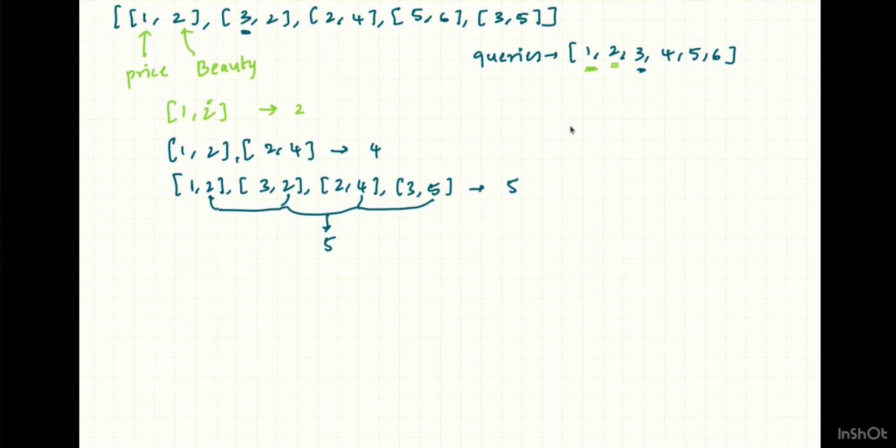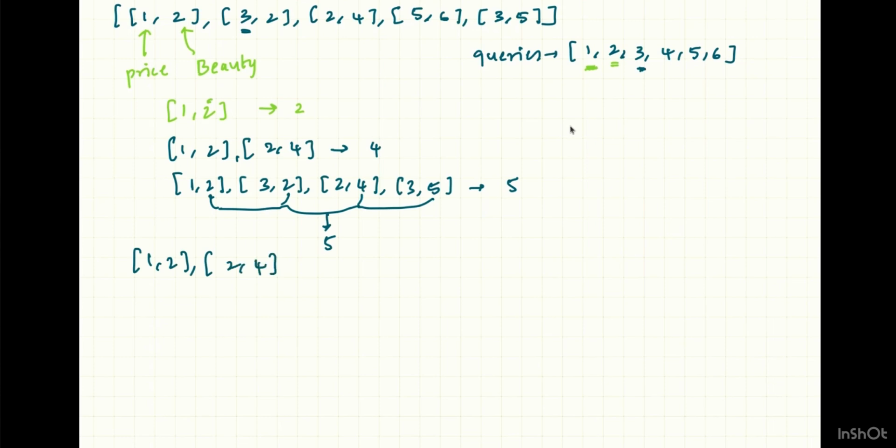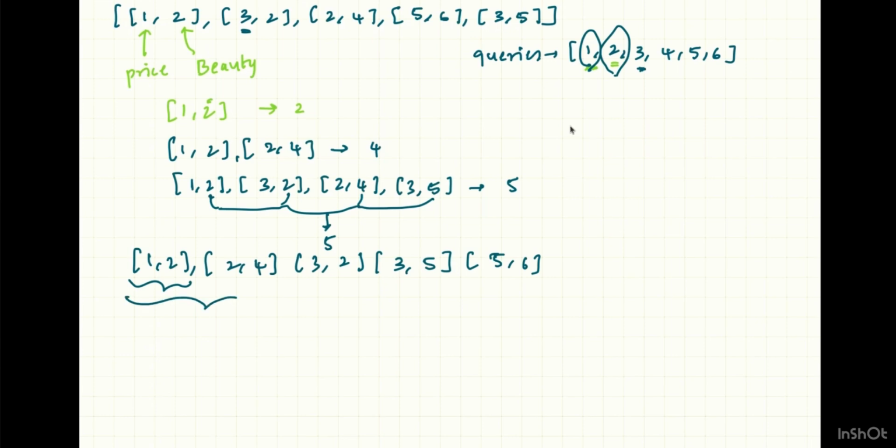Before that, let's try to sort the array. If we sort the array, it would be 1, 2, 2, 4, 3, 2, 3, 5 and 5, 6. So for a given query, I have to only look for the elements whose price is less than 1, right? For a given query, I have to only look for items whose price is less than 2, right? For a given query, I have to only look for items whose price is less than 3, right?